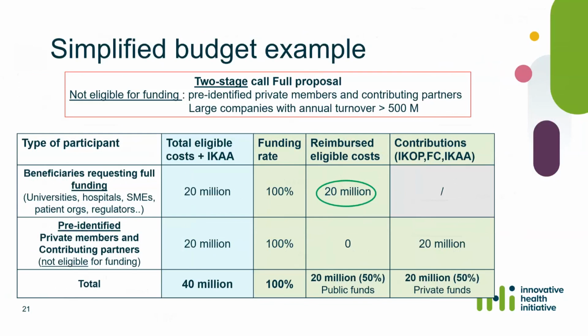So for a 2-stage call, we would expect to have more this scenario here, with beneficiaries requesting full funding on one hand, and then the pre-identified private members and or contributing partners contributing fully the cost. And we would have there, again, the 50-50 balance. Again, for 2-stage calls, the minimum contribution is 45%, but just for the simplification of those examples, we took 50%.